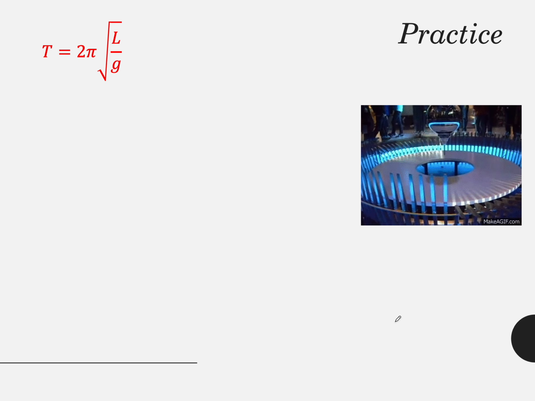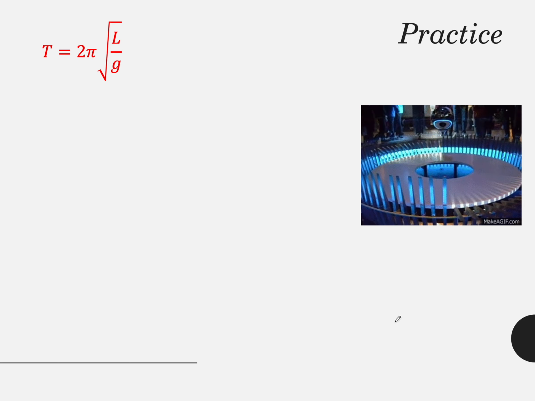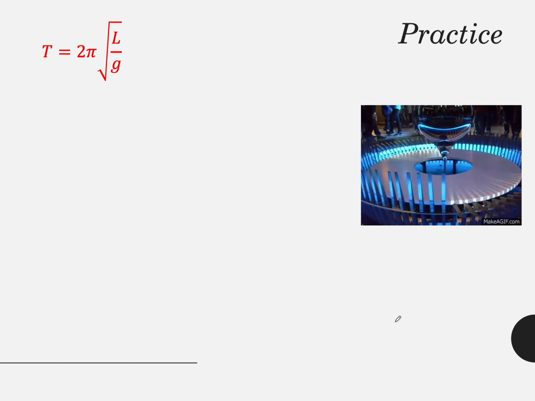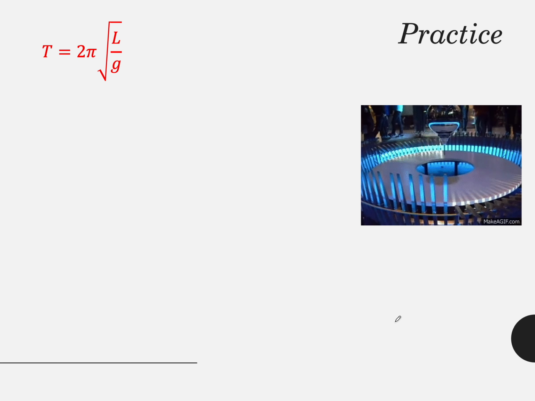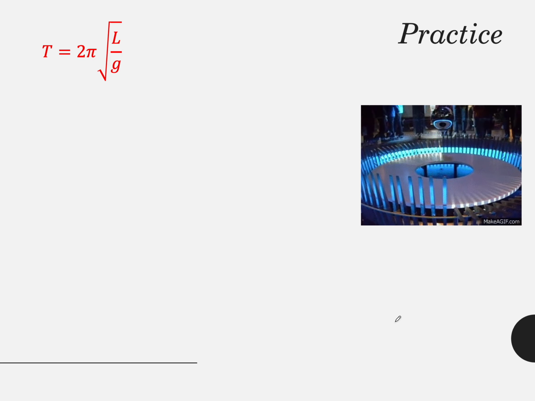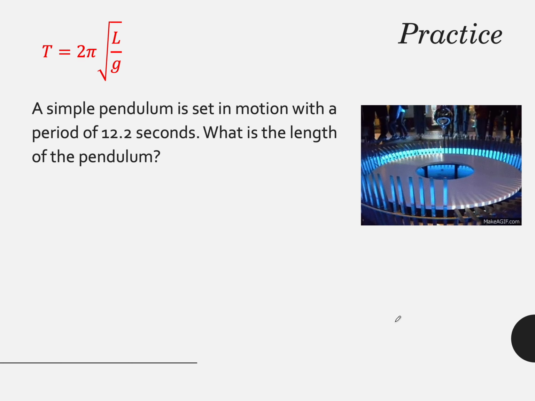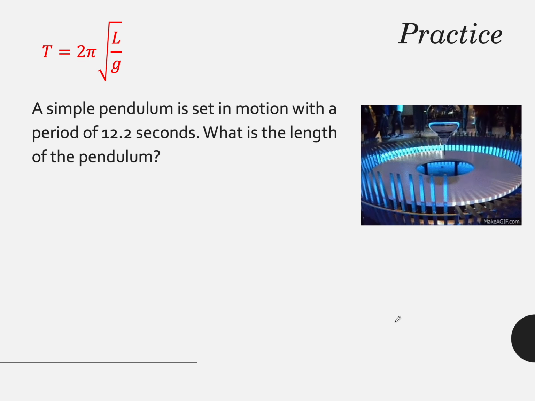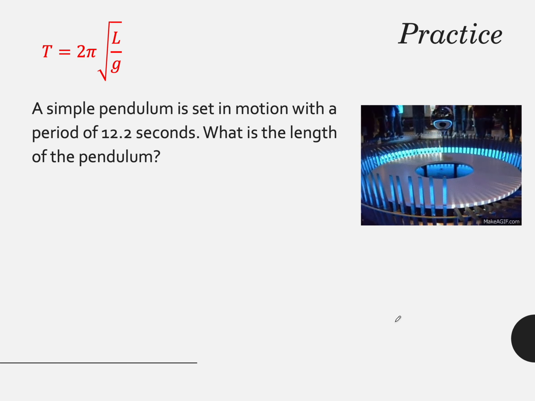What you have over here in the illustration, if you've ever been to a science museum, they oftentimes have these. This is called the Foucault's pendulum. And it's one of the proofs that the Earth rotates. Even as the pendulum swings back and forth, it'll knock over these little pieces that are standing up. And it's because the Earth is rotating underneath it. Let's say this thing has a period of 12.2 seconds. What's the length of the pendulum?